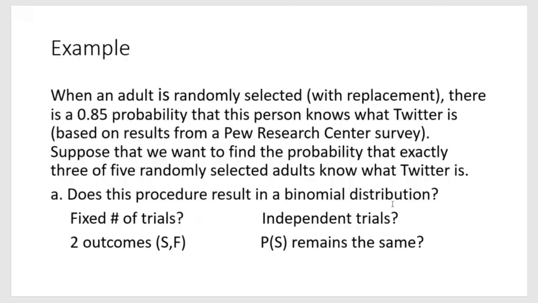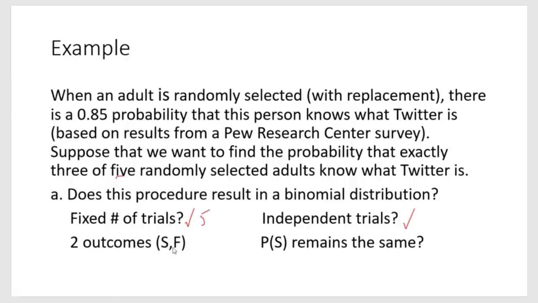These are the things that you have to look at. Is there a fixed number of trials? Yes, there is. How many trials were there? 5. We're going to stop 5 people. Are they independent trials, in that one outcome has absolutely nothing to do with the other one? Yes, one person knowing what Twitter is will have nothing to do with the next person knowing what Twitter is.